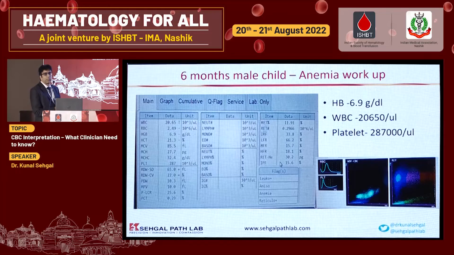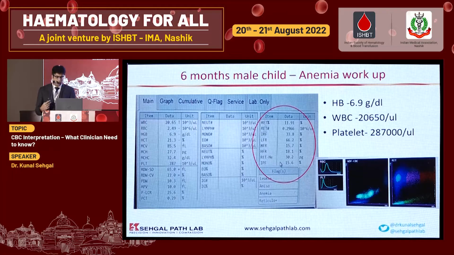Hemoglobin is definitely low, 6.9. WBC count appears slightly higher, but remember this is a 6-month-old child. Up to 18,000 is close to normal. The platelet count was 287. Differential is not displayed here, was almost normal for age. Importantly, if you see on this side, the importance of doing a retic count upfront. The retic percentage was 11.91, and this is very high for this hemoglobin. So there's a retic response happening.